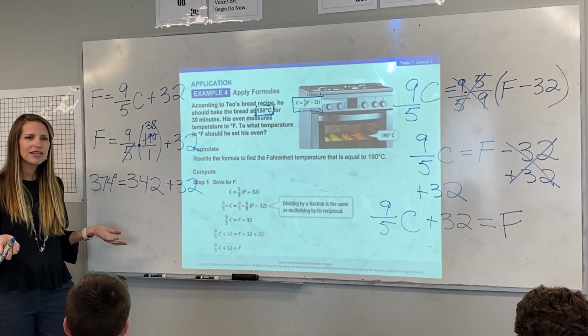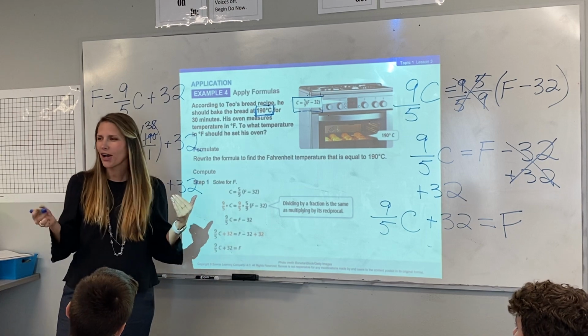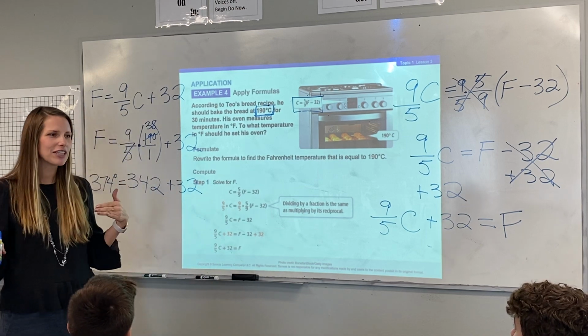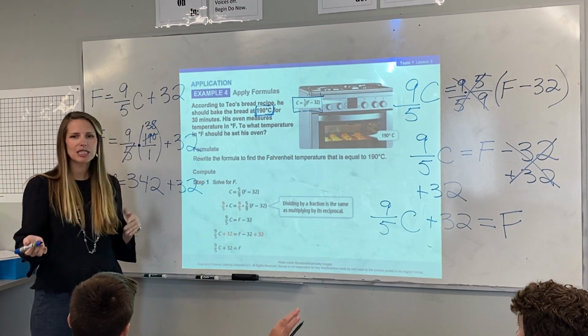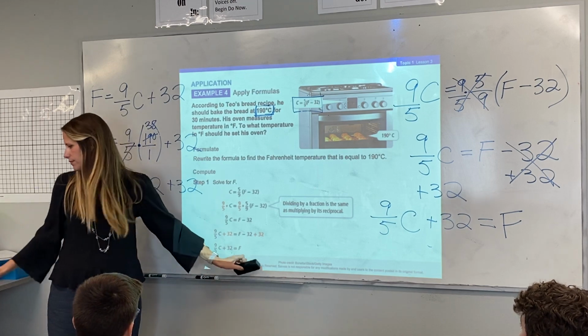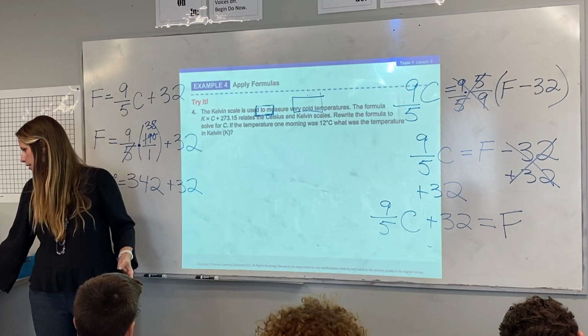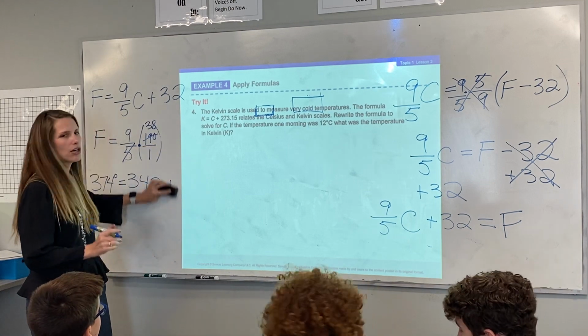Now, does your oven go to 374 degrees? No. Mine goes 370, or I gotta guess, so it's 375. So I would just put it at 375. Mine goes up to 6.